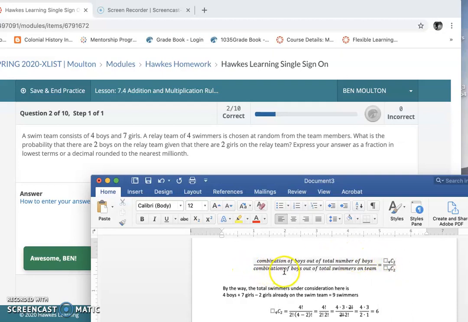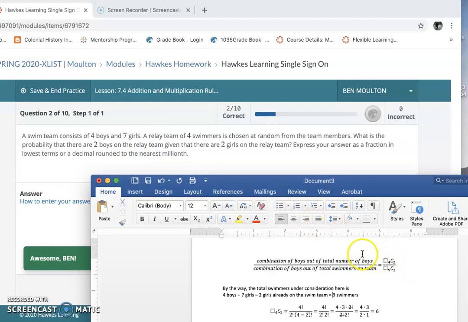Now we're going to divide that by the combination of boys out of the total number of swimmers on the team. By the way, we're looking at 9 swimmers to choose from here, because you've got a total of 4 boys plus 7 girls. That's 11, but 2 of those 11 have already been selected for the team. So subtract that 2 out, you get 9. That's why I have 9 choose 2. So we've got a total of 9 swimmers, and we've got to choose 2 of those 9 to be on the team.